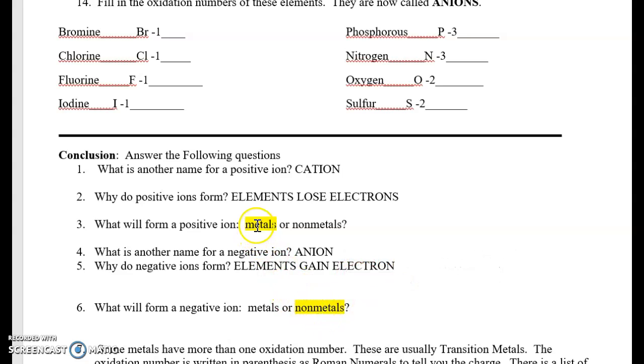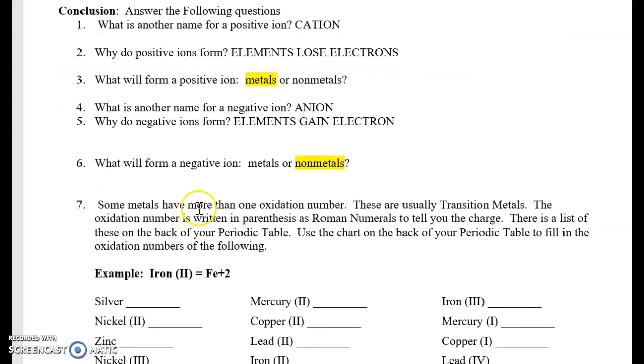So essentially, metals that form positive ions, the cations, are groups 1A, 2A, and 3A. Then you have on the other side, forming anions are the nonmetals, group 5A, 6A, and 7A. Let's go down to number 7 here.